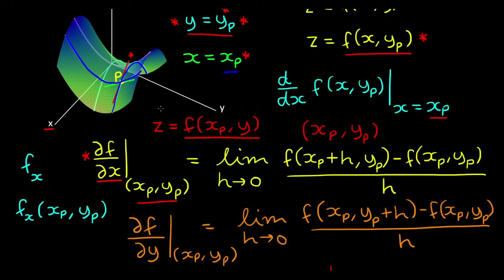And similarly the slope of this curve at point P, where the curve lies in the plane x equals xp, being this parabola in this case, is the value of this partial derivative of the function with respect to y at the point with coordinates xp and yp in the plane. And we can see that the tangent line through the point also lies in the plane of this curve that has a slope given by this partial derivative evaluated at point P.